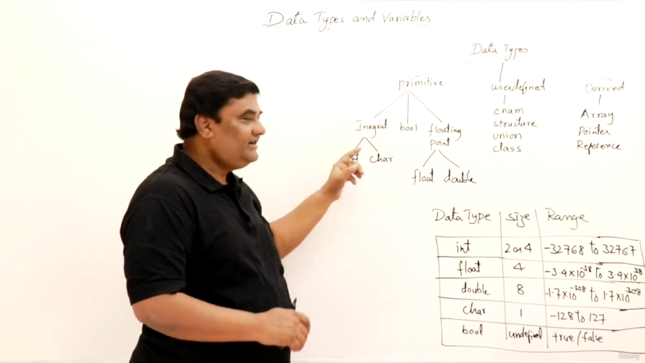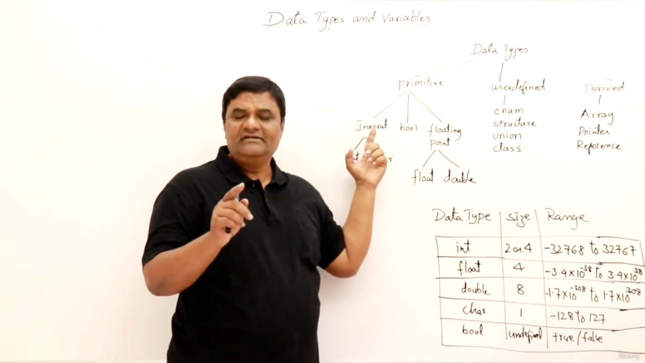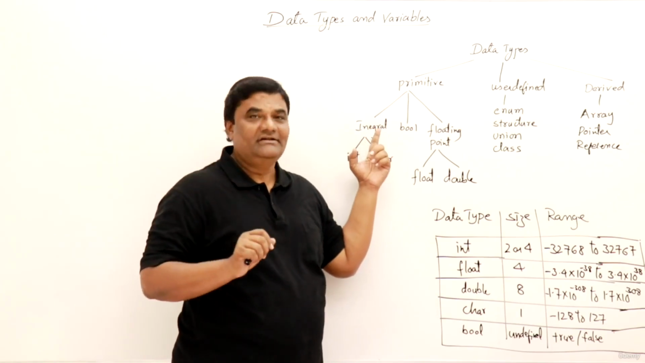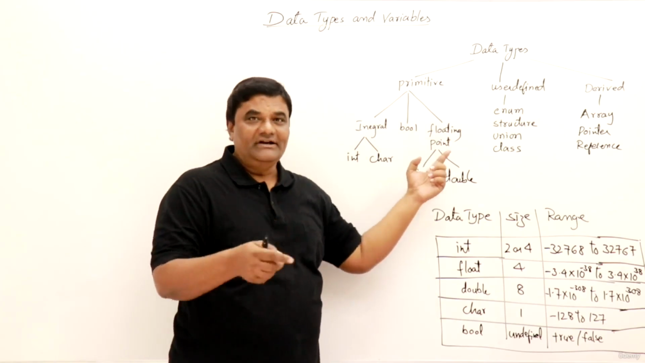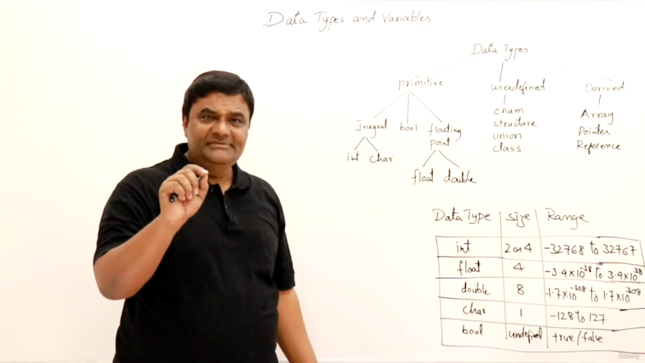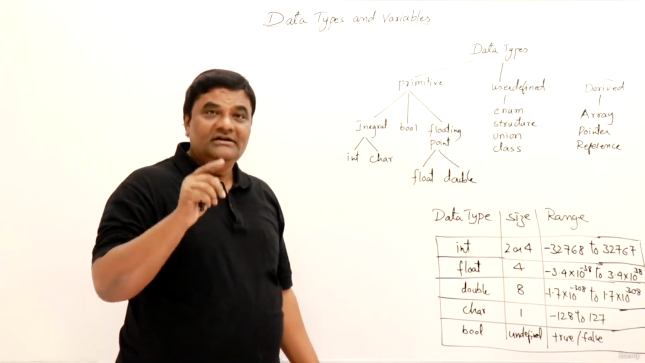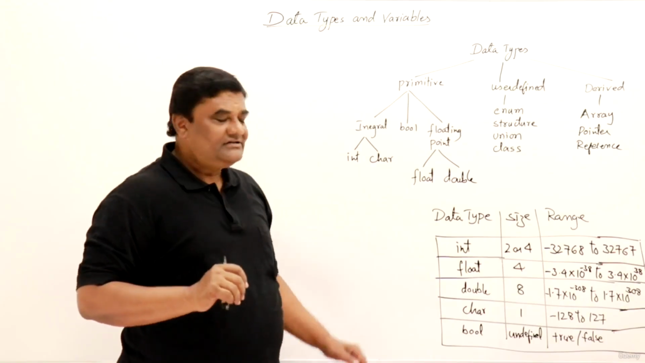That is the categorization again. Integral type: integral means there is no decimal point. Boolean means true or false. Next, floating point, with a decimal. Decimal is also called floating point. So this is the broader categorization.